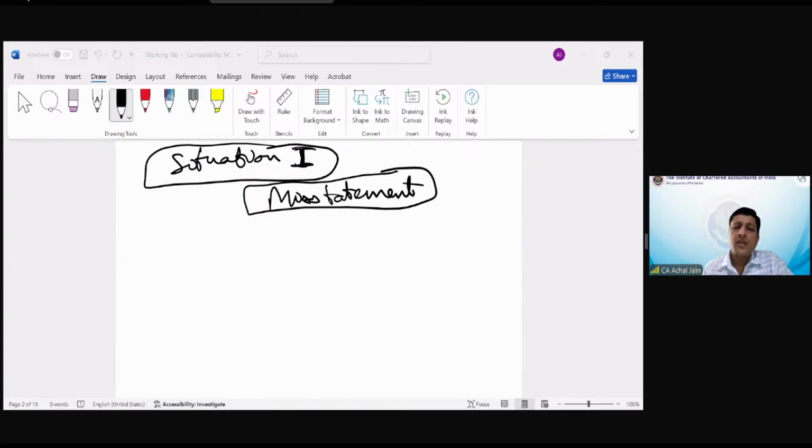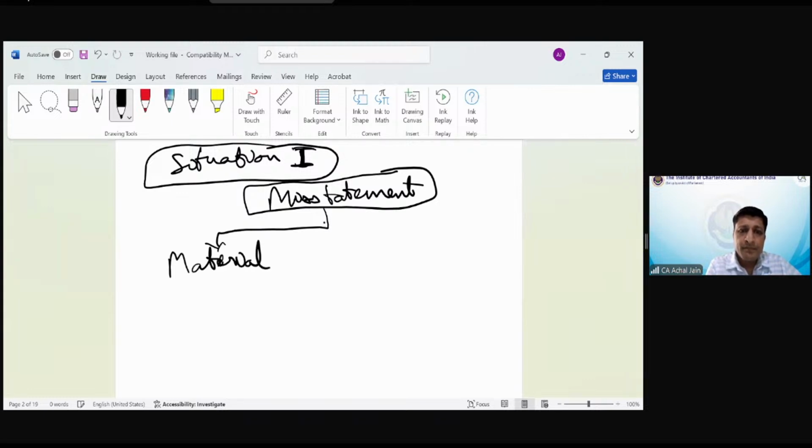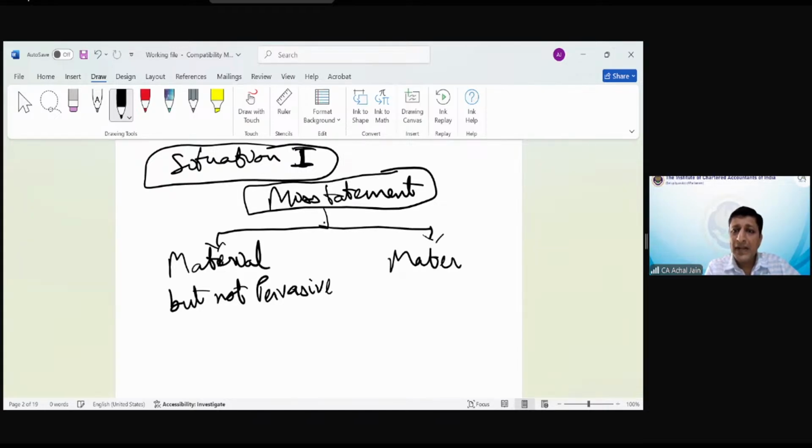Disconnectivity. Yeah, so now, in this case, the first situation is the misstatement is material, but not pervasive. And the second situation is it's material and pervasive.